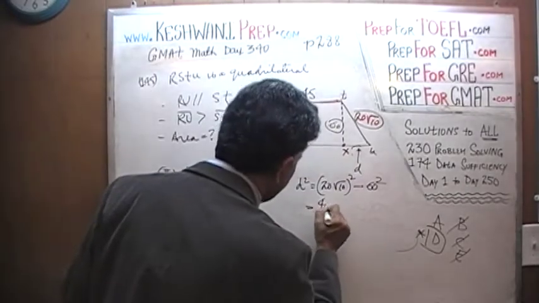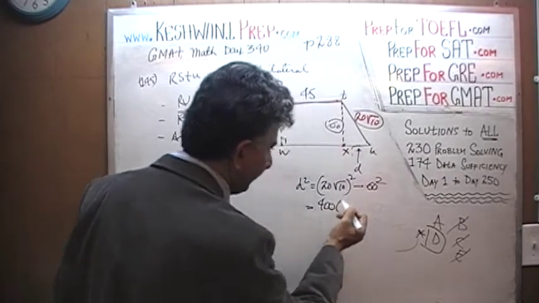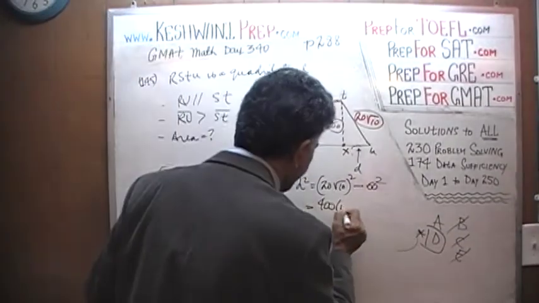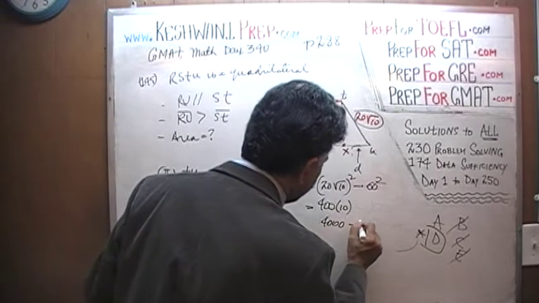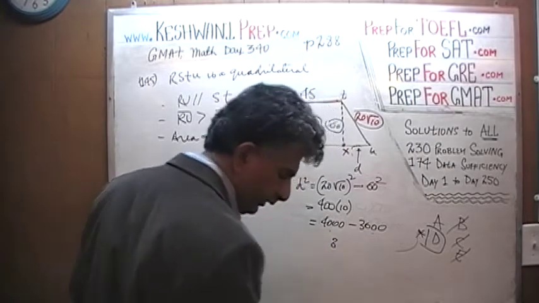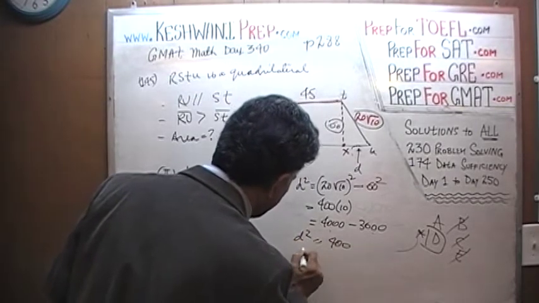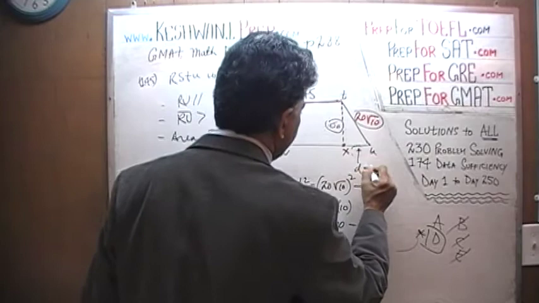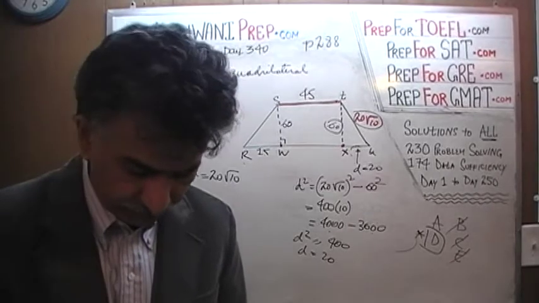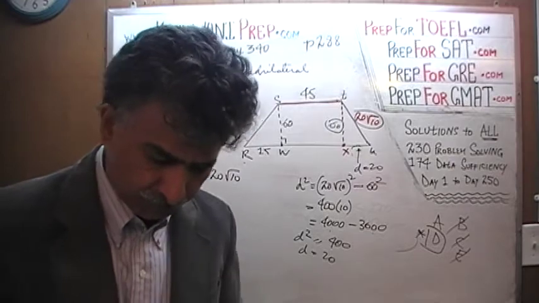So 20 squared is just 400, and the square root of 10 squared is 10. So that's 4000 minus 3600, which is our D squared. Hence it is 4000 minus 3600, which is 400, which is our D squared, and therefore D is 20. This is exactly, I believe, what we found in the first statement. Yes, we found that U to X was 20, if you recall.